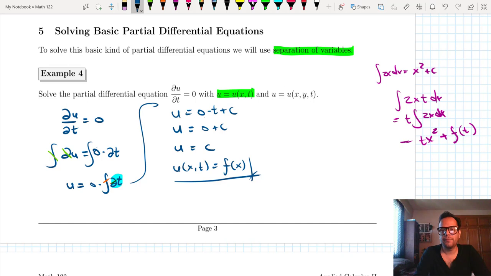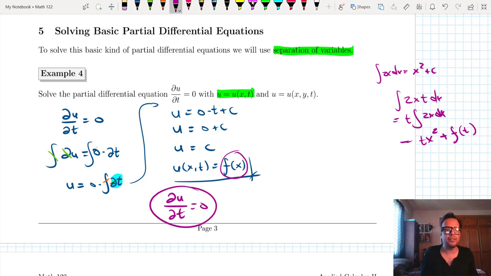I know it's very generic, it's very symbolic, but here, if you take the partial derivative with respect to t, do you see any t's here? What do we get if we differentiate something that depends only on x with respect to t? We get 0, and this is exactly what we have here.